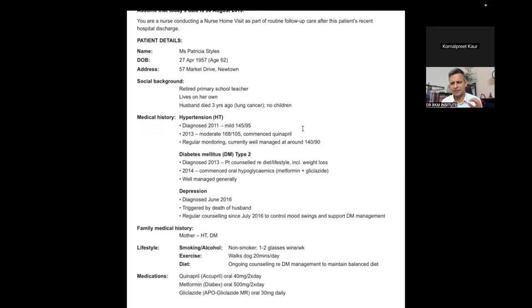Patient is having pericarditis. She is either having relapse or having complications of pericarditis because I am not sure. I am a nurse and I'm sending it to you on urgent basis. And this is the main thing I have written. Now I would like to read more about the patient. You are a nurse conducting a nurse home visit as a part of routine follow-up care after this patient's recent hospital discharge. Now I get to know there was a recent history of hospitalization. So hospitalization of the patient was there recently.